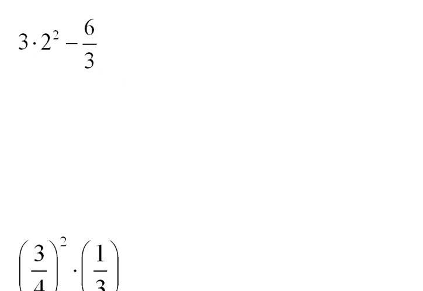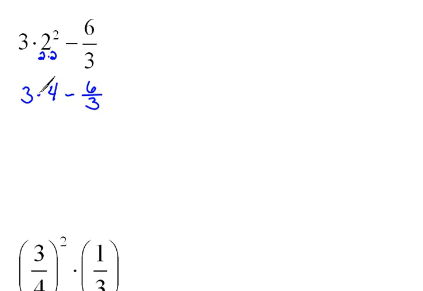Let's try another one. Here, going on in this problem, we have multiplication, we have an exponent, we have subtraction, and this fraction is really nothing more than a division problem. So out of those operations, the exponent comes first. So we have to do 2 squared, which literally means 2 times 2, and that would be 4. And I'm going to recopy everything else.